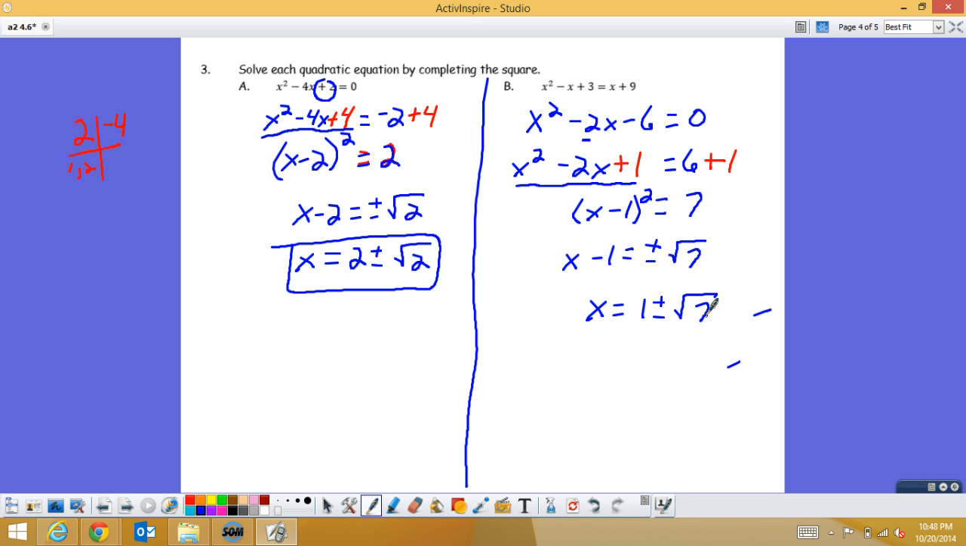And again, keep in mind there are two solutions to this. One of them is 1 plus the square root of 7. The other one is 1 minus the square root of 7. So there are your two solutions to this quadratic equation.